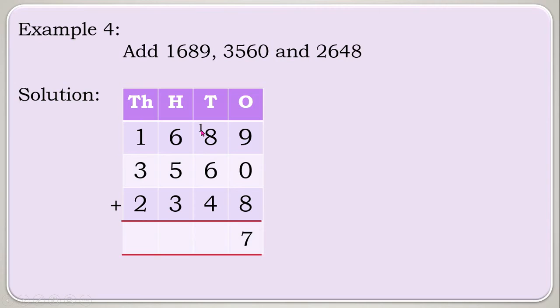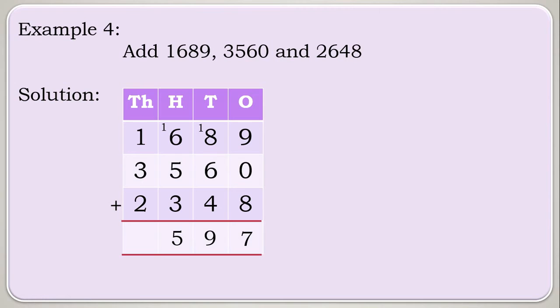I will write 1 here, and I will include this in the counting of these numbers or adding these numbers. 8 plus 1 is 9, 9 plus 6 is 15, 15 plus 4 is 19. I will write 9 here and carry 1 to the next column. So 1 plus 6 is 7, 7 plus 5 is 12, 12 plus 3 is 15.